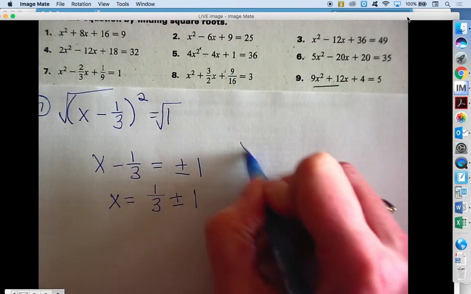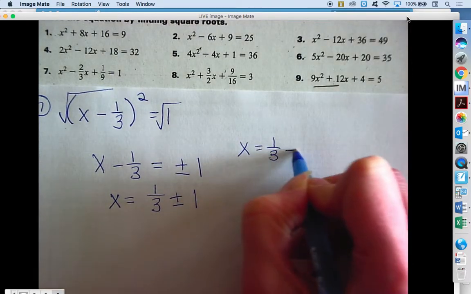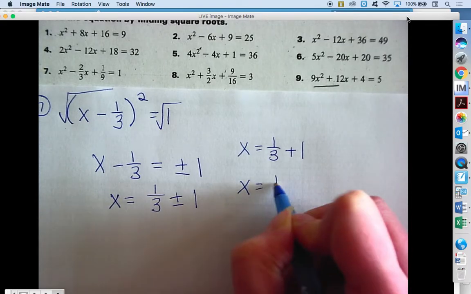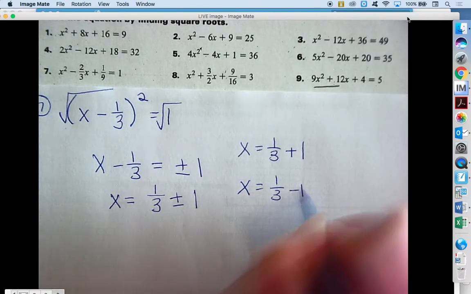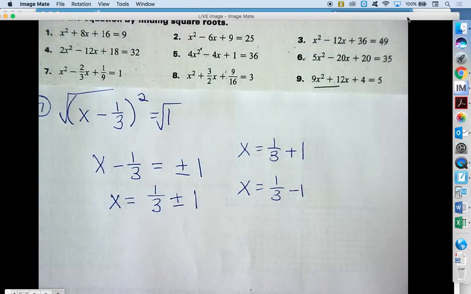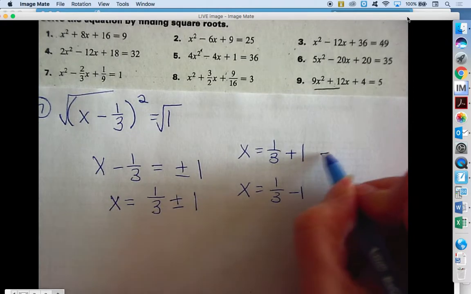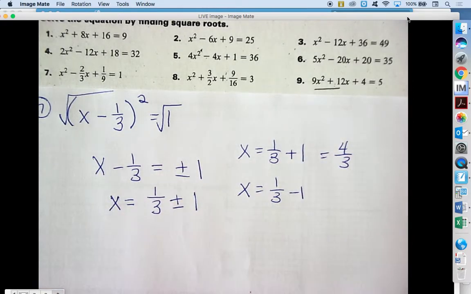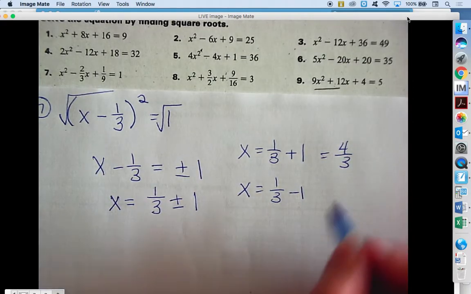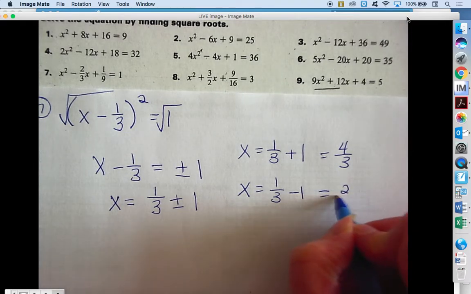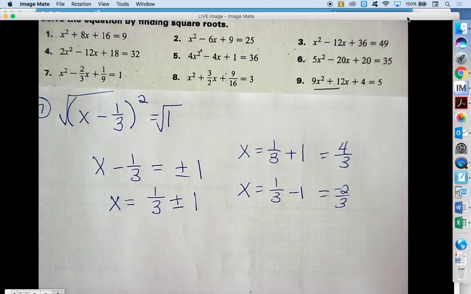So that really means that you're taking 1/3 plus 1 and 1/3 minus 1. That's what the plus or minus means. So if you have those values and there's a plus or minus, it means that there are two answers. So 1/3 plus 1 is 4/3, and 1/3 minus 1 is negative 2/3.